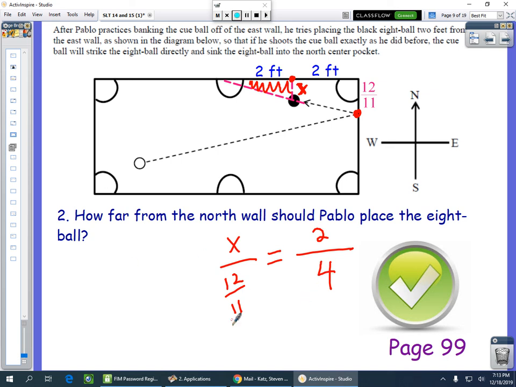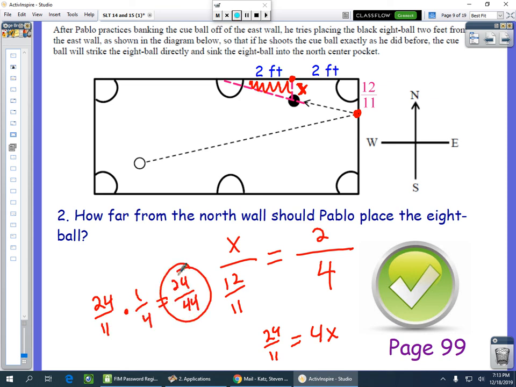So 12/11 times 2 is 24/11, which equals 4x. I'm going to divide both sides by 4, which essentially means I'm multiplying 24/11 times 1/4, which gets me my final answer of 24 over 44. That reduces to 12/22, which reduces to 6/11. So if you move the cue ball 6/11 feet from the north wall right here, 6/11 of a foot, that's where you should place the 8 ball.